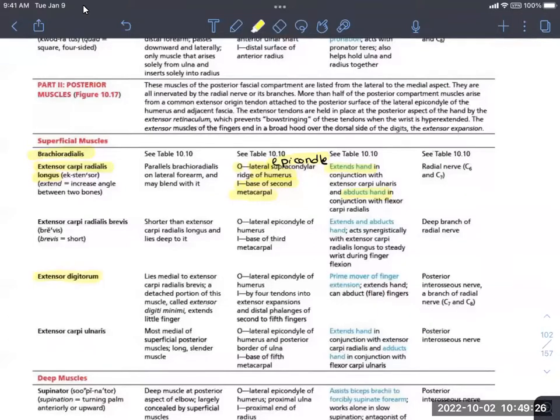Extensor digitorum. Lateral epicondyle of the humerus for origin. It inserts at the distal phalanges of the second to fifth fingers. It's going to extend the fingers and the wrist. Extensor carpi ulnaris, going to originate again at the lateral epicondyle of the humerus. It'll insert at the base of the fifth metacarpal. It extends the hand or wrist and it abducts the hand or wrist.